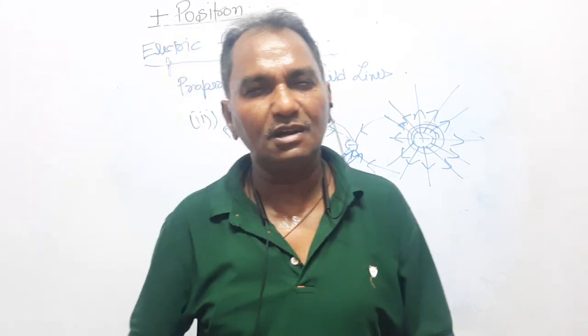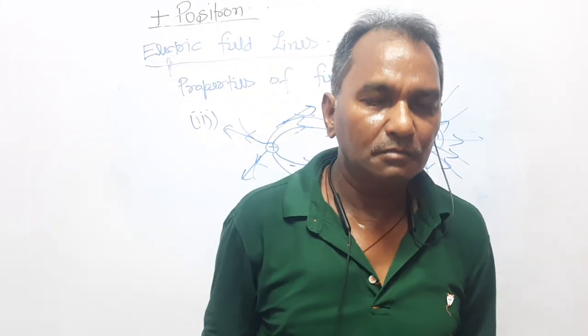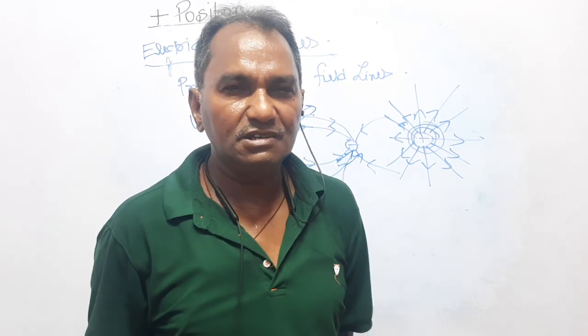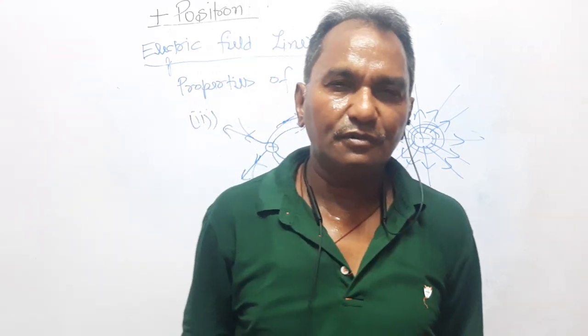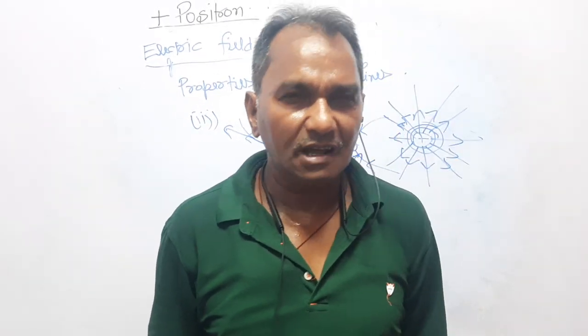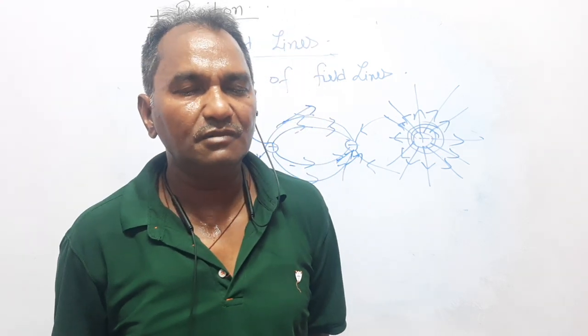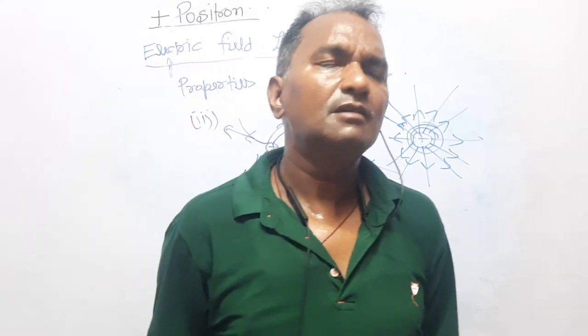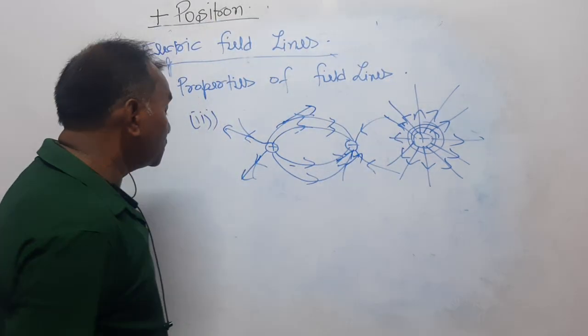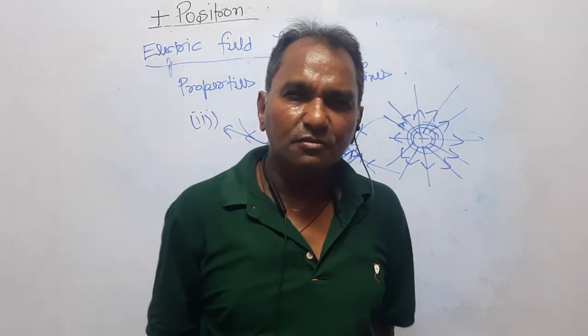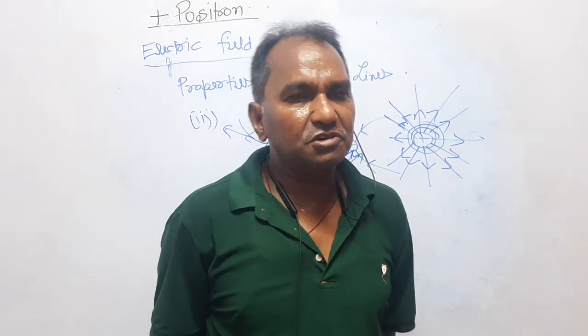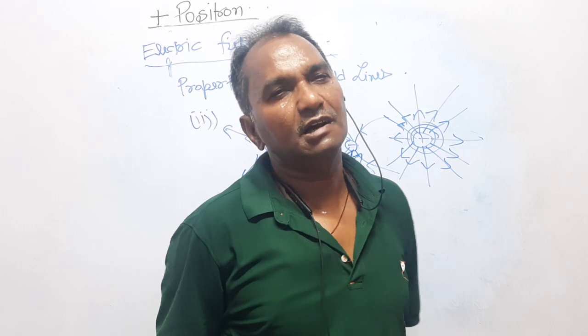If the number of field lines per unit area is much more, then the field will be stronger, and if the number of field lines per unit area is less and less, then the electric field will be weaker at that point. So, the number of field lines per unit area represents the strength of the electric field intensity at a point.